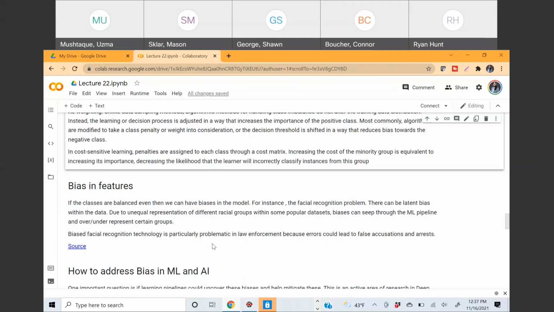There's some more recent work done in this area where models are adjusted or built in such a way that they can figure out these biases and mitigate or reduce them. Okay, so let's see how we can address these.